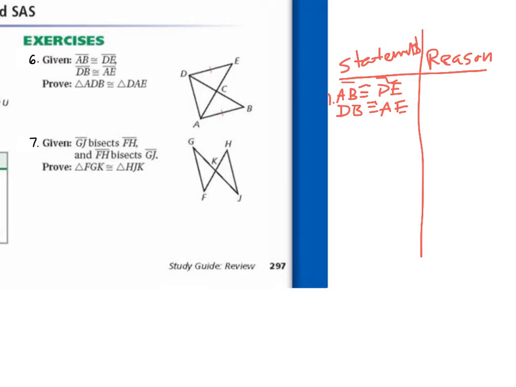So here they have the tick marks for AB and DE, and then we need the tick marks for DB and AE. So I'll put 2 tick marks to show that AE is congruent to DB. And what's our reason for step 1? Given.